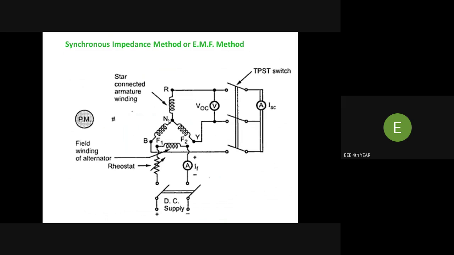Next, the synchronous impedance method or EMF method. The circuit arrangement is similar, but slightly different. There is no load connected across the DPST switch. Only the short circuit ammeter is connected across this DPST switch. The rest of the circuit diagram is similar to the previous one.